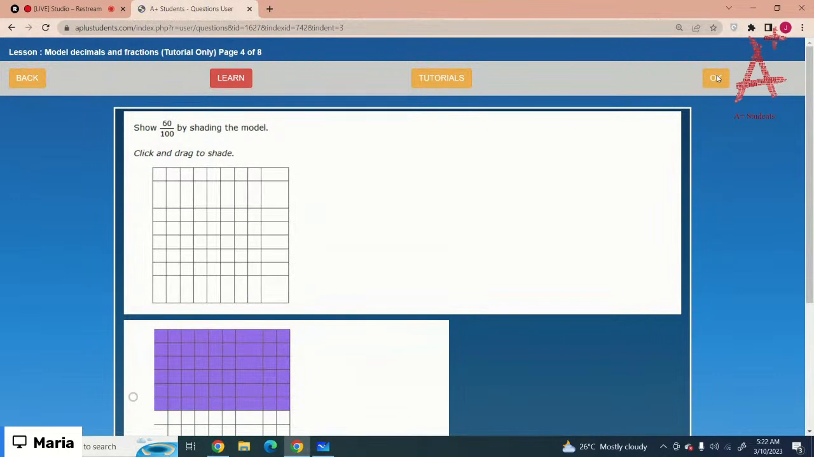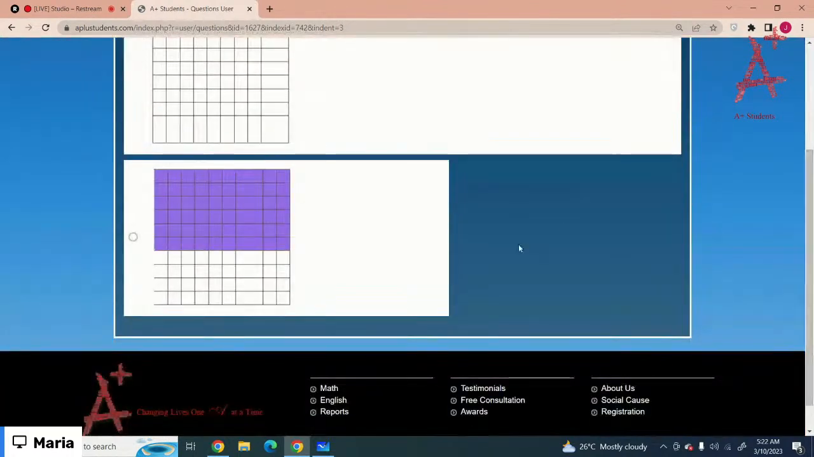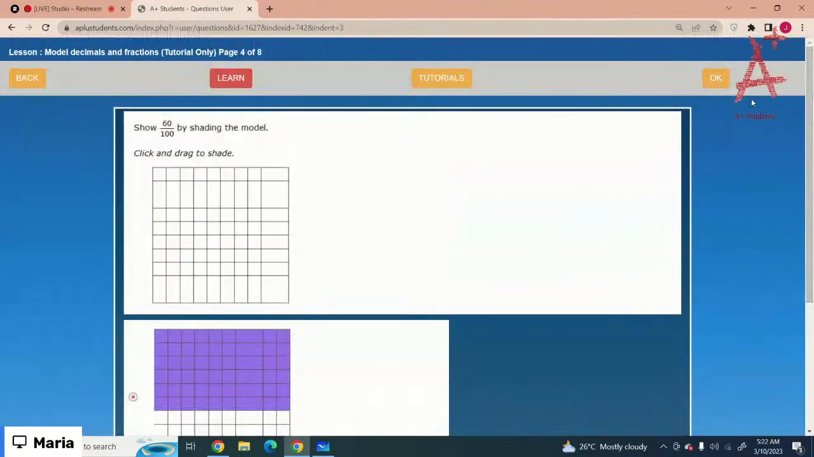Okay, the next one is show 60 by 100 by shading the model. That means the model has a total of 100 blocks, and 60 of them are colored. 1, 2, 3, 4, 5, 6. 6 of the lines are colored, and each line has 10 blocks. So that means this option is the correct one. Got it?